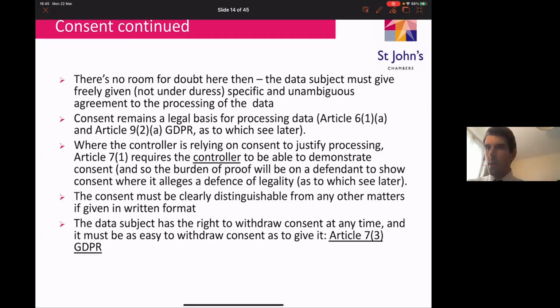And where the controller is relying on consent to justify its processing as being lawful, then Article 7.1 of the GDPR requires the controller, so the evidential burden is on the controller, to demonstrate consent. And that consent must be clearly distinguishable, it seems to me, from any other matters if it's given in written format. And the data subject also has the right to withdraw it. And importantly, the GDPR at Article 7.3 says that it must be as easy to withdraw consent as it is to give it.